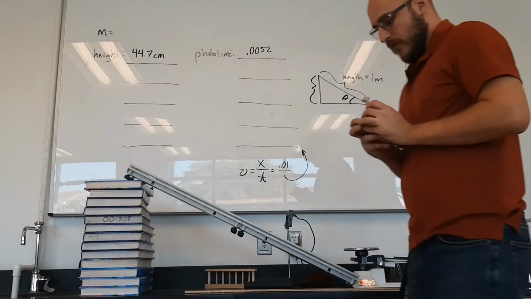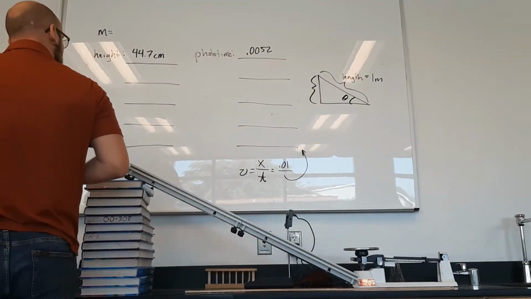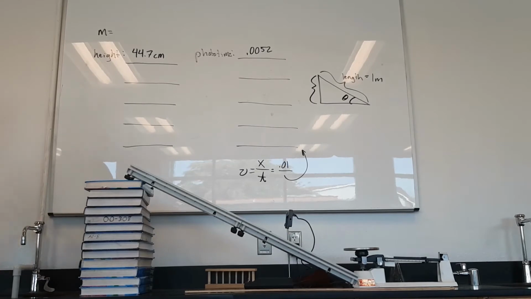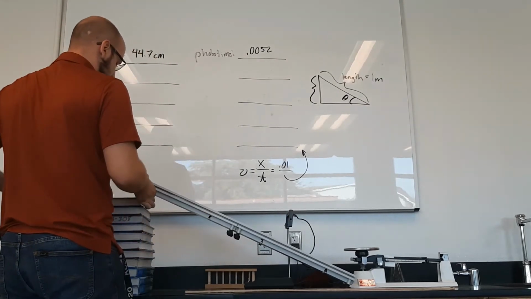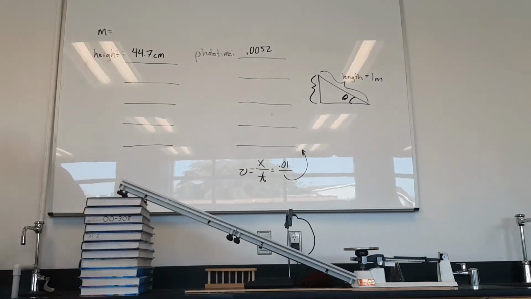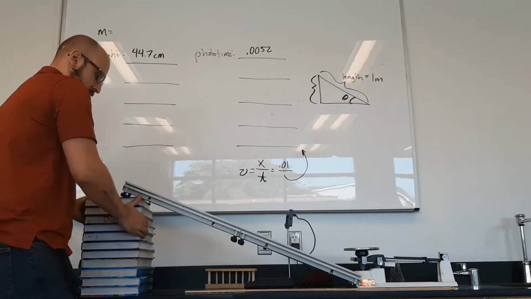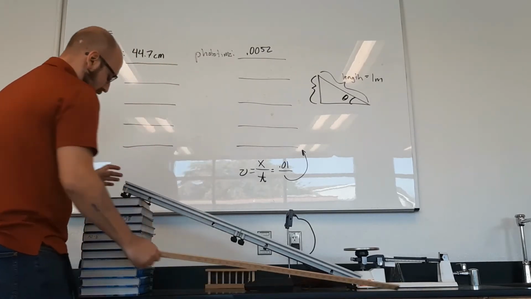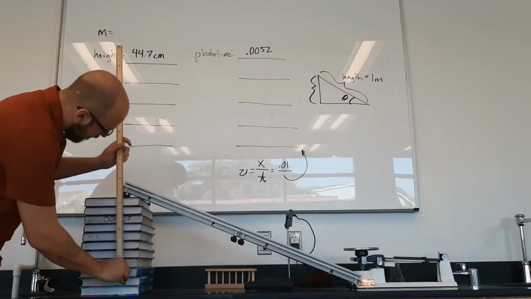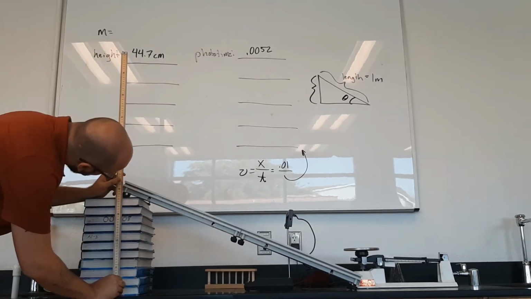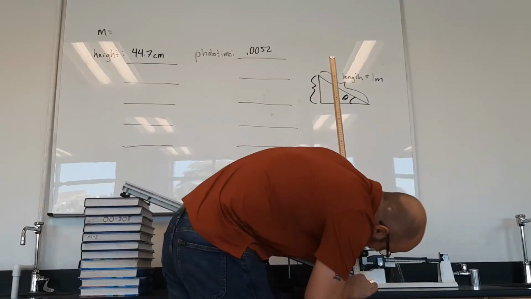We've got a height of 44.7, which we'll use to find our angle, and we've got a photo time of 0.0052. Now let's change our cart. We're removing 2 books so we can have a more significant change in angle. And we're going to measure our new height. This angle will change ever so slightly.